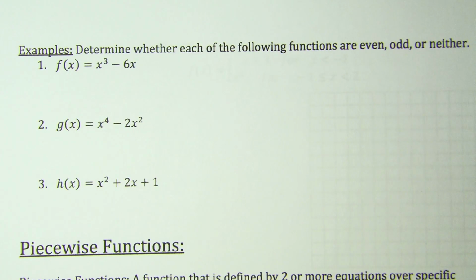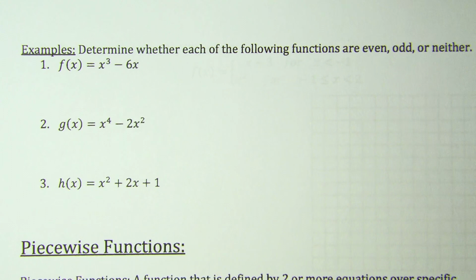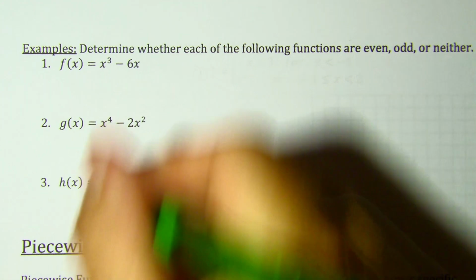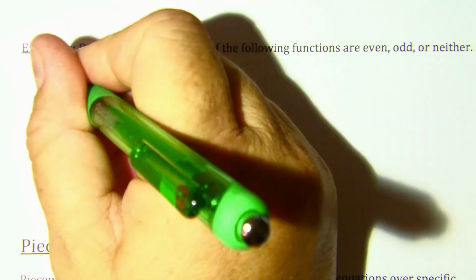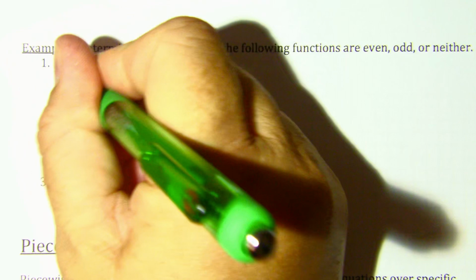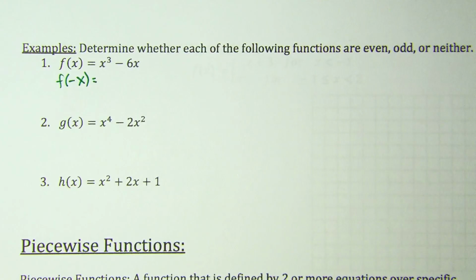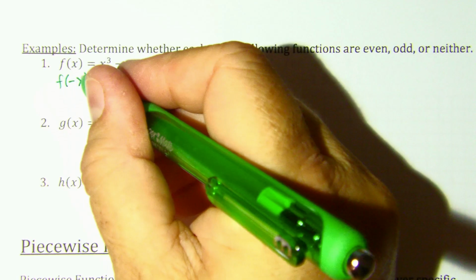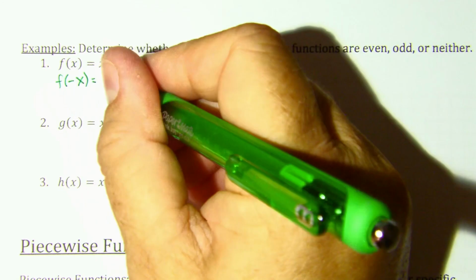So these examples say determine whether each of the following functions are even, odd, or neither. This first function says f of x is equal to x cubed minus 6x. The first thing that we will always check is if it's even. If it's even, then f of x will be equal to f of negative x. So we want to find that first, and that means we're plugging in negative x everywhere there's an x.